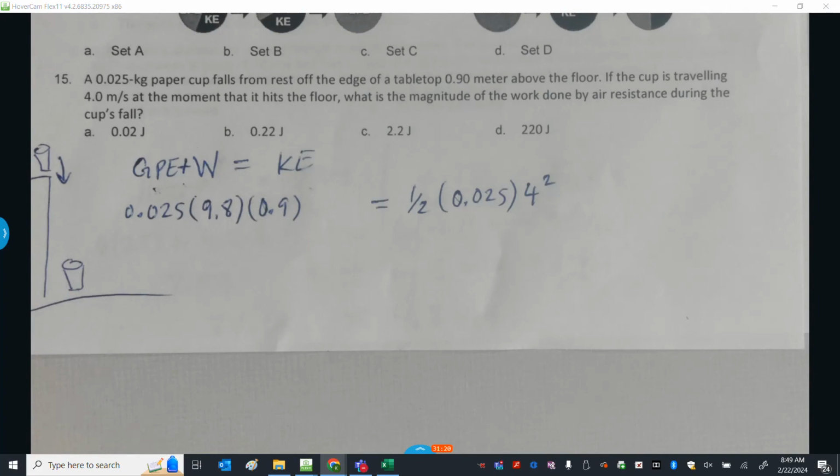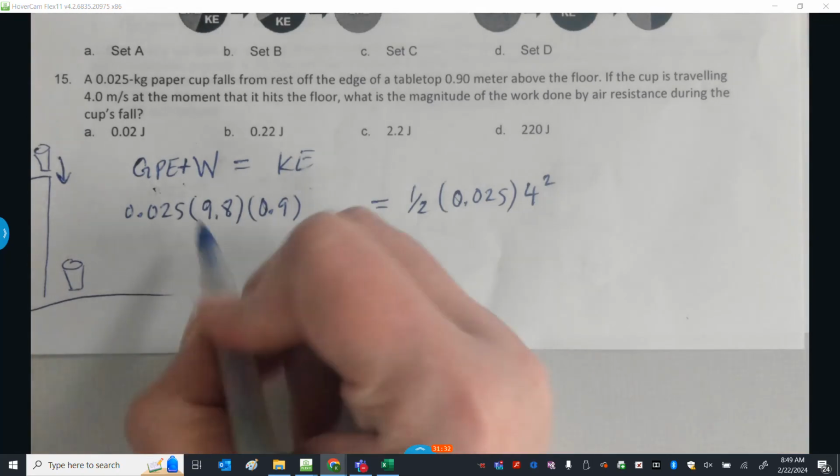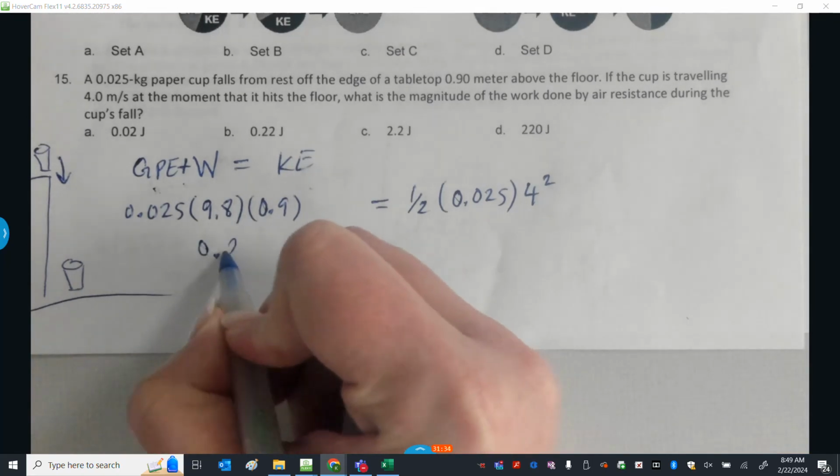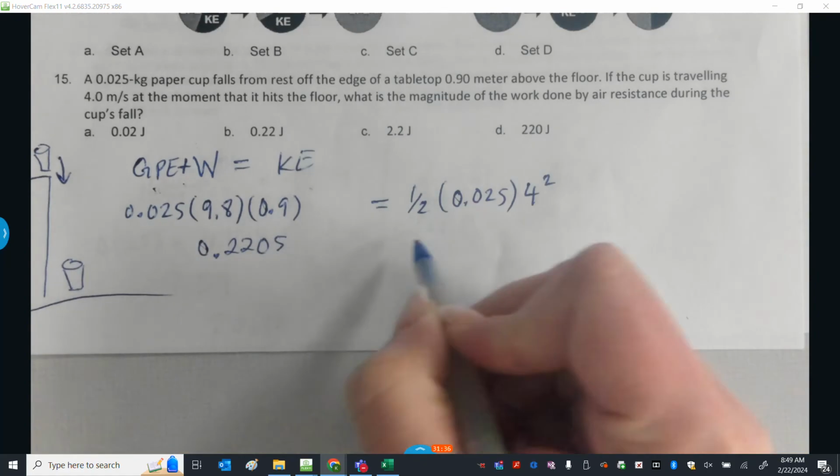0.025 times 9.8 times 0.9. Again, you don't want to have a negative energy here. I know that the acceleration is negative, but your energy is scalar. Okay, so that's why we don't put the negative sign. But this is 0.2205. Is it equal to this?